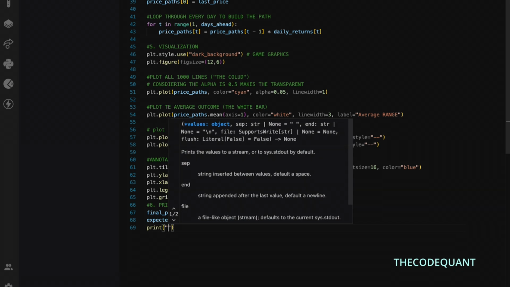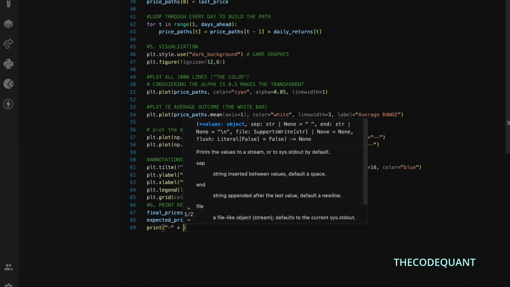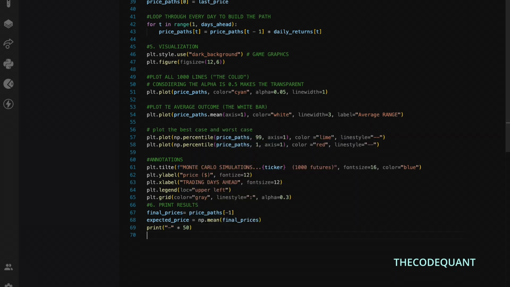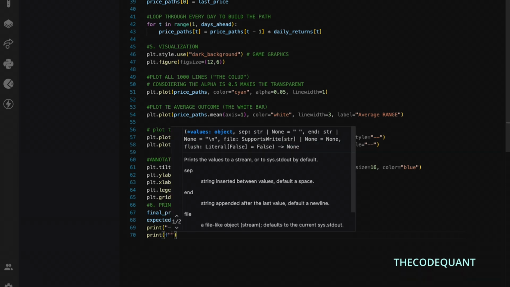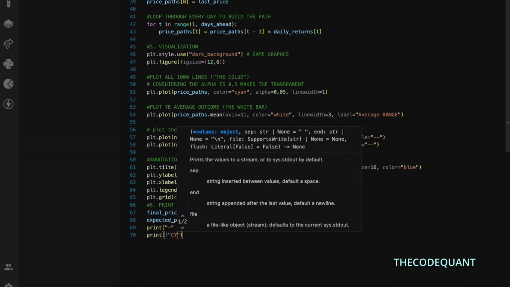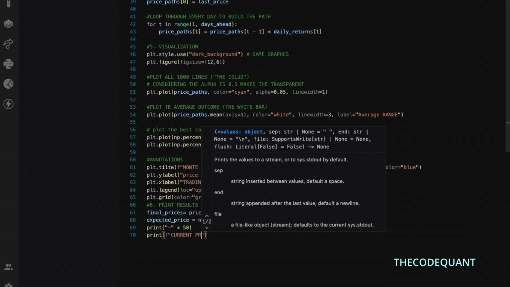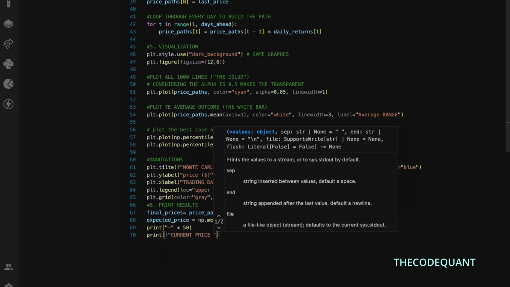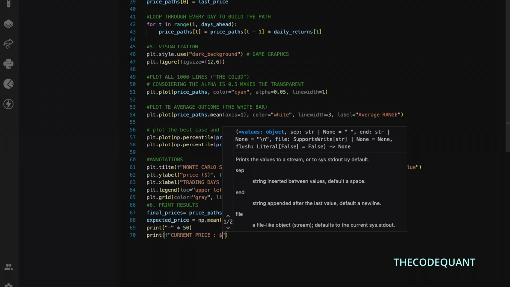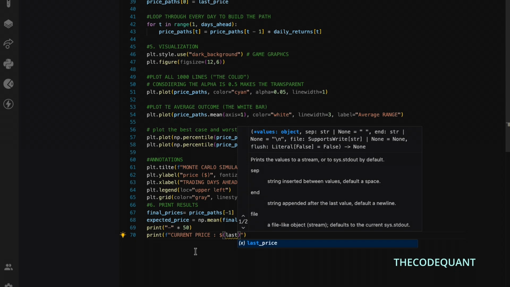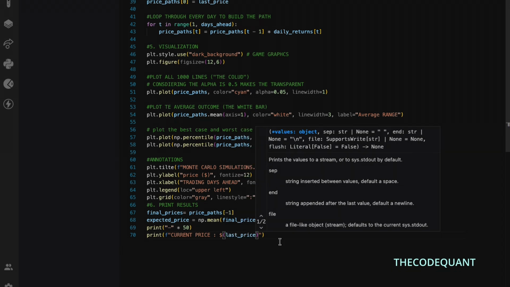Now the annotation part. Basically, we will give our graph a title, which is Monte Carlo Simulation. Then we will show it as 1000 futures, and the font size will be around 16 because it is the heading title, and the color will be blue. Then we will give the plot Y label, which is the Y axis, labeled price, and the plot X label, which is the X axis, as trading days ahead. We'll keep both font sizes around 12, and then we'll put a plot legend at location upper left. Then you will put plot grid. The grid will be in the color gray, the line style will be dotted, and the alpha will be 0.3.